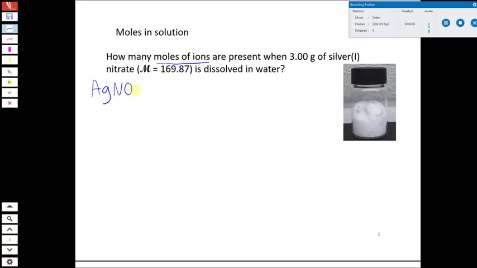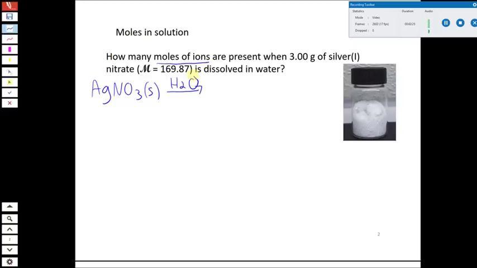The formula for silver nitrate is AgNO3. It's made up of silver 1+ cations and nitrate anions. Again, any ionic compound is made up of positive and negative ions. And when we put it into water, sometimes if you put a substance above an arrow, that just means you're putting it into that substance.